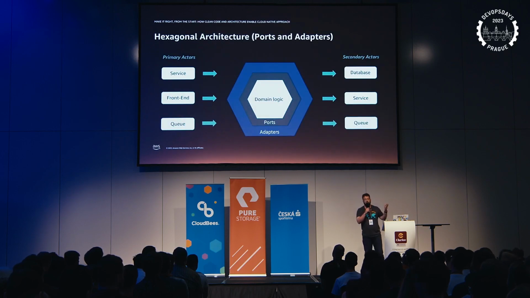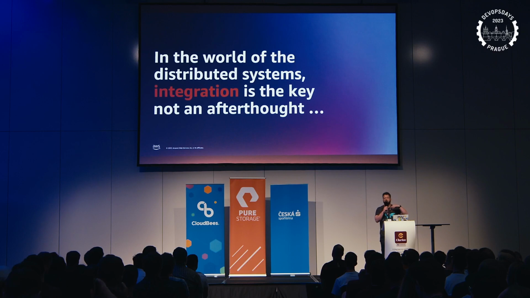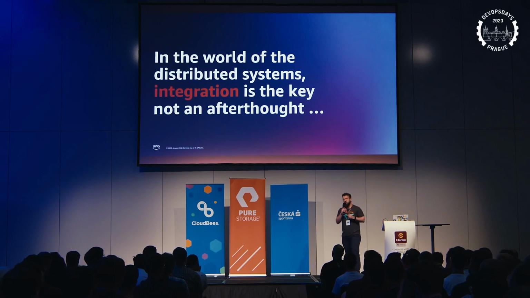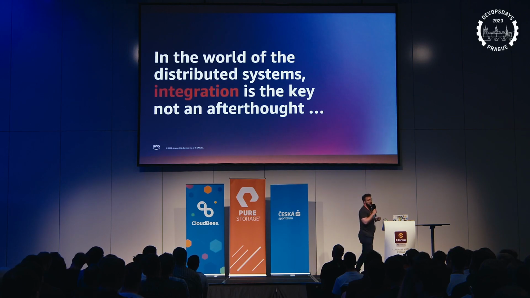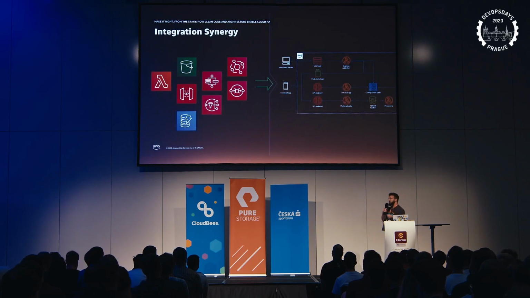On the clean code side, we also can apply best practices. One great example is hexagonal architecture that guards our domain logic by exposing external integration points called ports, and then we can implement adapters to actually have the integration with the external world. And when we are living in the distributed systems realm, integration is not an afterthought, it's a trait of the system. So that's why we need to think about it in the first place.